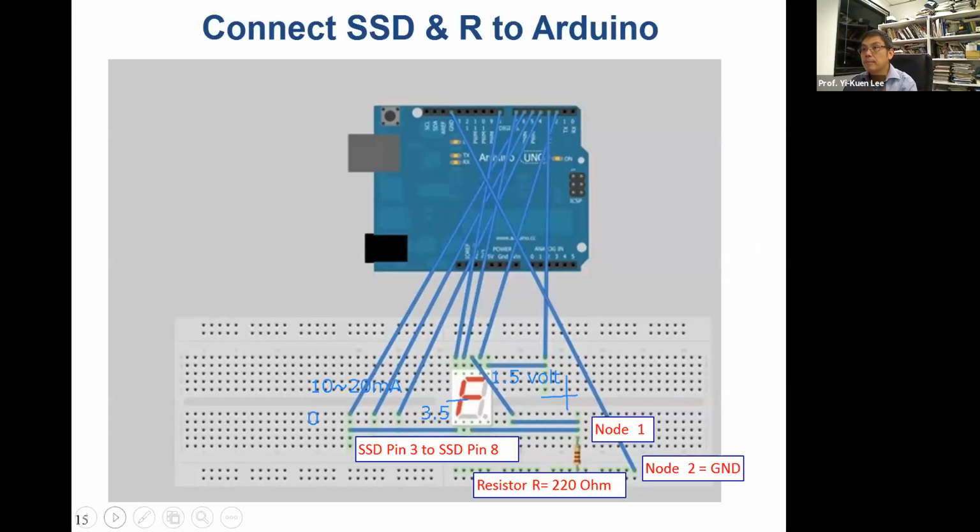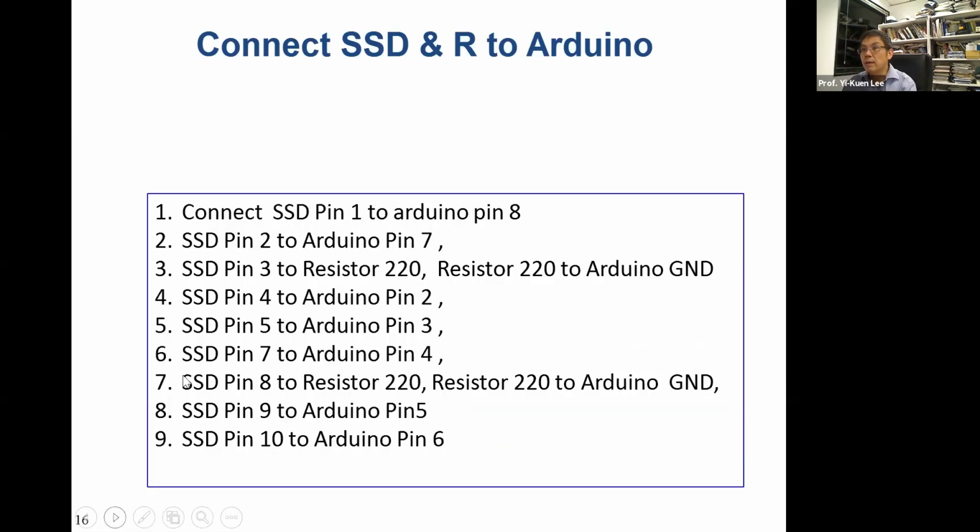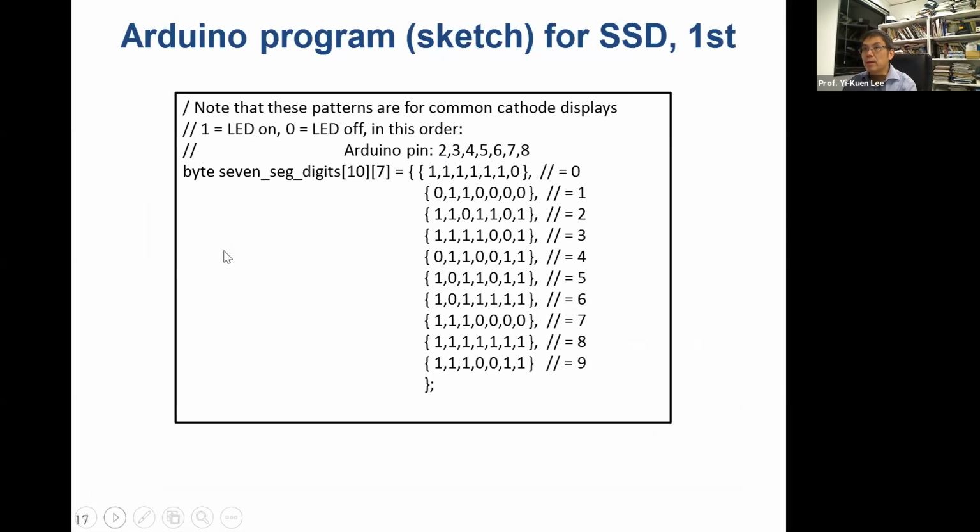Here I just show you some connections. You need to remember to connect A, B, C, D, E, F. Let me show you again. You need to connect each pin: SSD pin 1 to Arduino pin A, SSD pin 2 to Arduino pin 7, and so on, as a series connection. And then you also need to have some program. Here this is a very simple program.